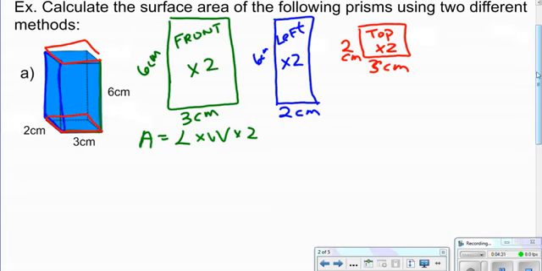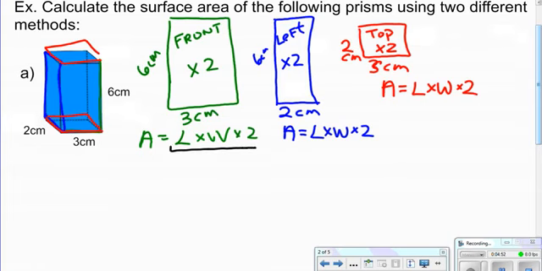Same thing when we look at the left and right side. Again, we have a rectangle, so length times width, and we're going to times it by 2. And lastly, the same for the top and bottom. They are rectangles, so length times width times 2. So in order to find the surface area, I'm going to find the area of the front and back plus the area of the left and right sides plus the area of the top and bottom.